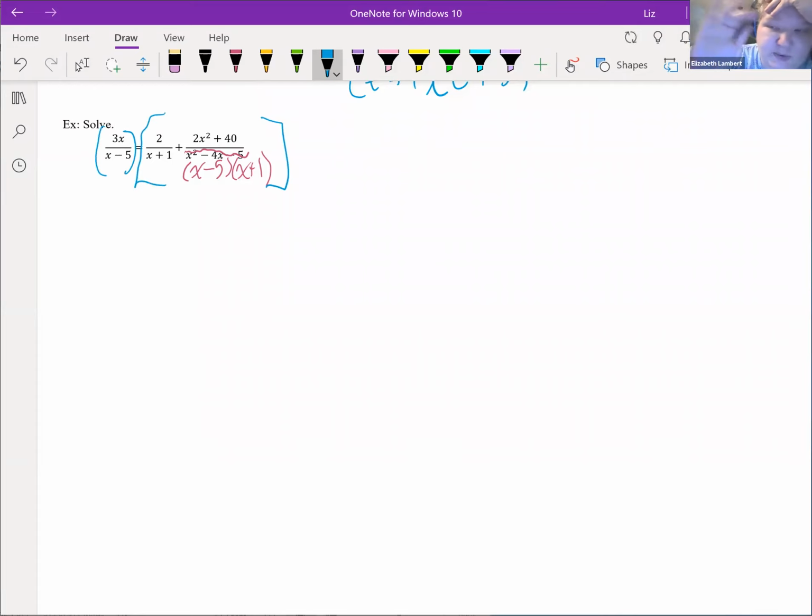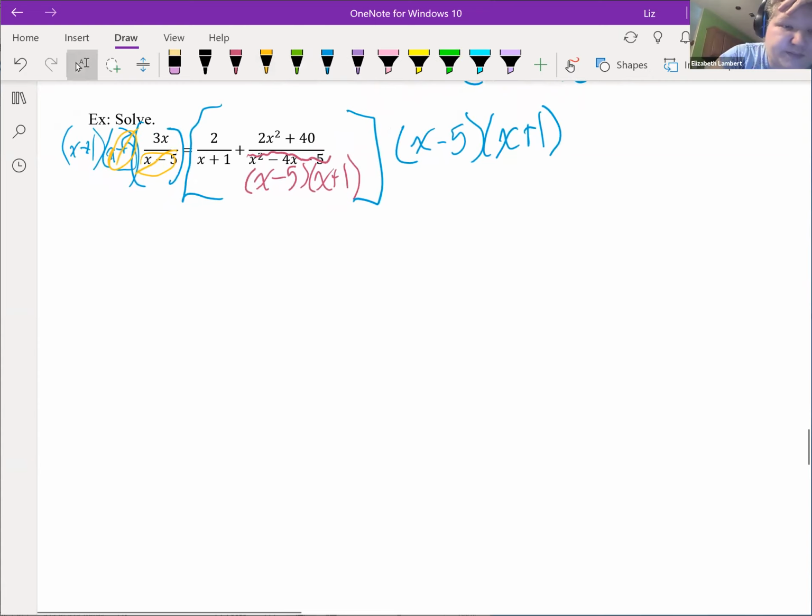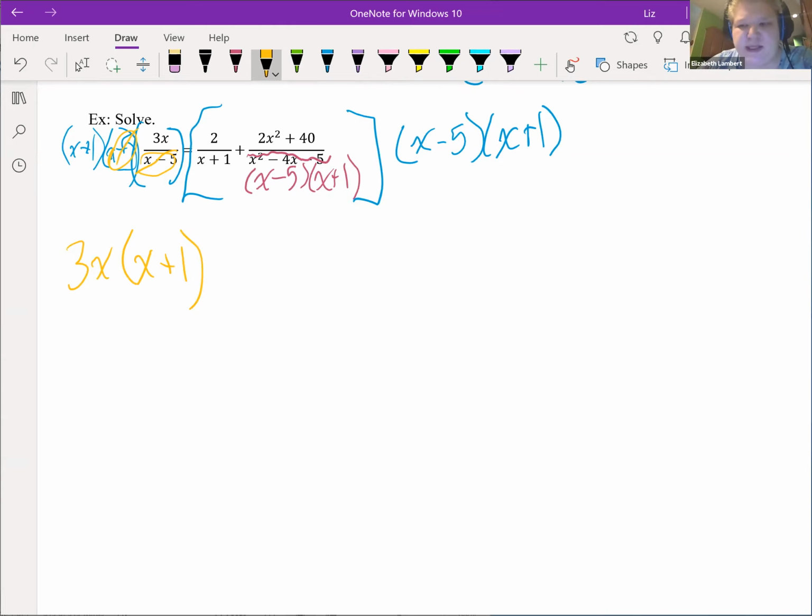Now, brackets, same as parentheses. I'm just putting them in so it looks a little different. So on the left side, at least, the x minus 5s cancel out. So I've got 3x onto x plus 1. Now, when I'm doing this cancellation step, I don't like to multiply the tops, just in case there's a minus somewhere, just like we did on the subtraction one, just to keep things safe.